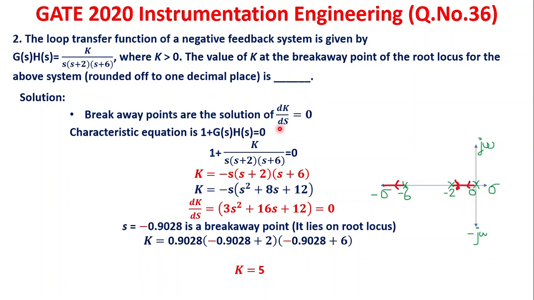So as usual, breakaway points are the solutions of dk by ds equal to 0. So form the characteristic equation. Previous problem, characteristic equation straight away they have given. Here we have to formulate the characteristic equation. So from this we can write the value of k.